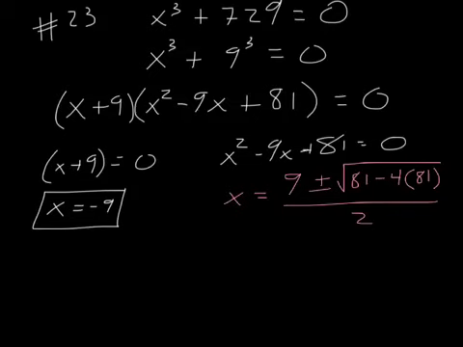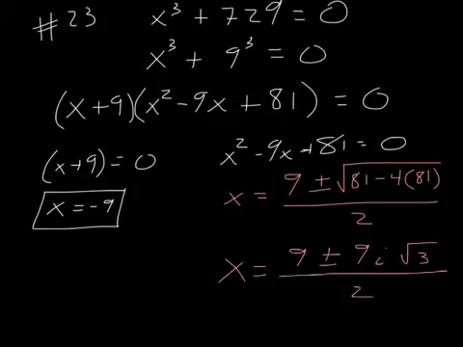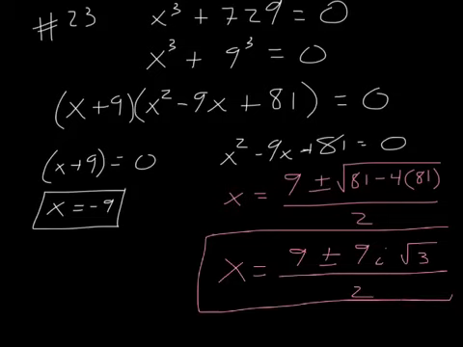And when you work this thing down, you end up with x equals 9 plus or minus 9i radical 3 all over 2. And that's your other two solutions. And I say two solutions because, look, there's a plus or minus there. And so that represents two different solutions.